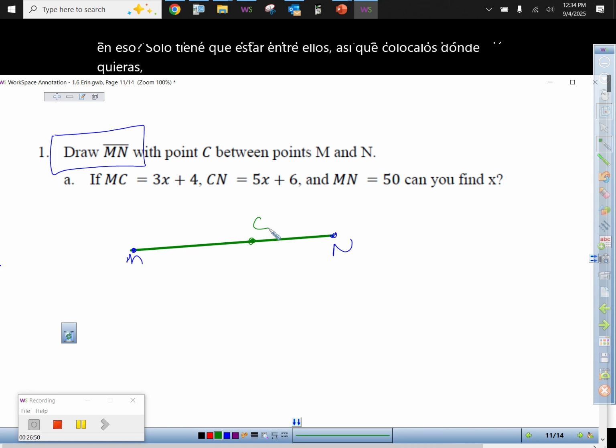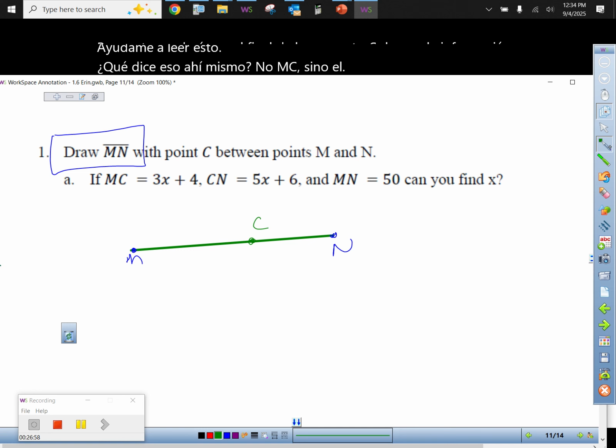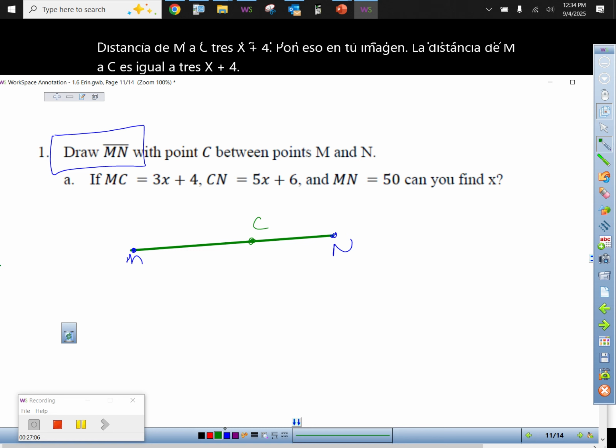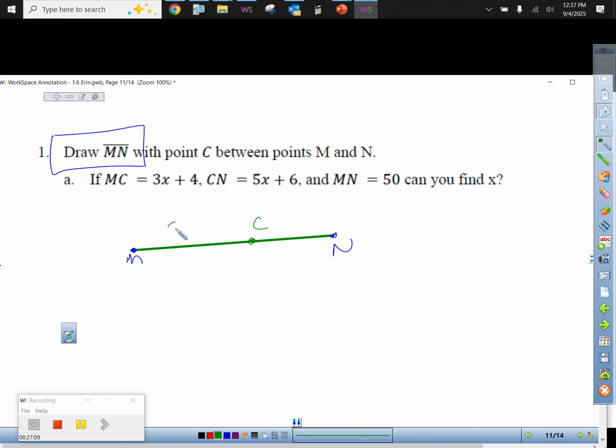You help me read this. What does that say right there? Not MC, but the distance from M to C, 3x plus 4. Put that in your picture. The distance from M to C equals 3x plus 4. Distance from C to N is 5x plus 6. And the distance from M to N is 50.